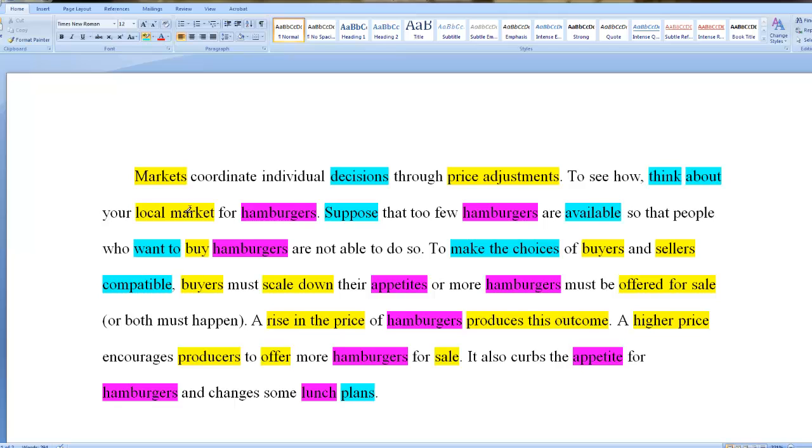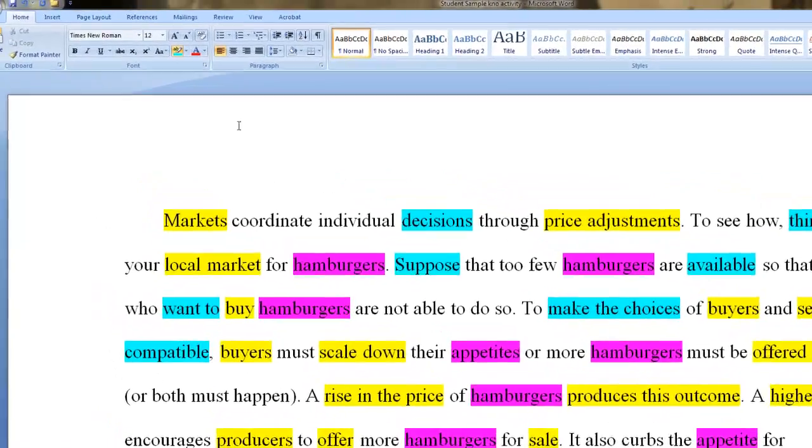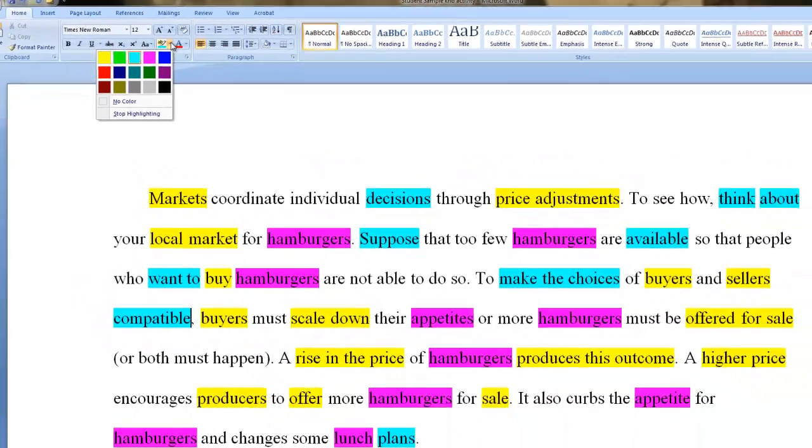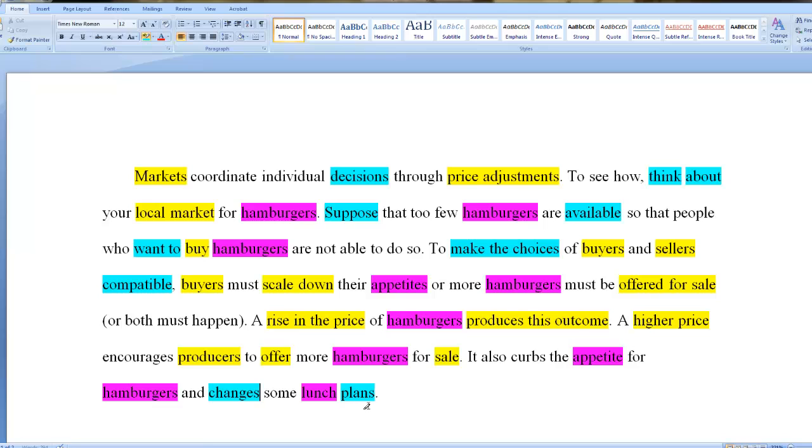For example, when you think about markets and making decisions based on markets, compatibility becomes a factor. And so, you could highlight it half and half, yellow and blue, but I think it fits best into blue. It's not bad to have words that fall into multiple categories because it just means that your paragraph is connected. And I don't really see anything else. Changes, I guess, we could put into decisions.